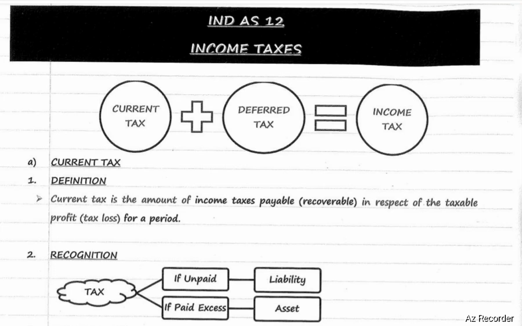Ind AS 12. Income taxes. Income taxes includes current tax and deferred tax. Therefore, current tax plus deferred tax equals income tax.